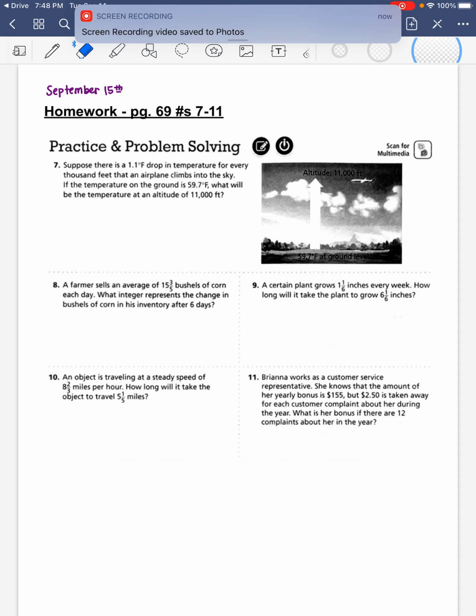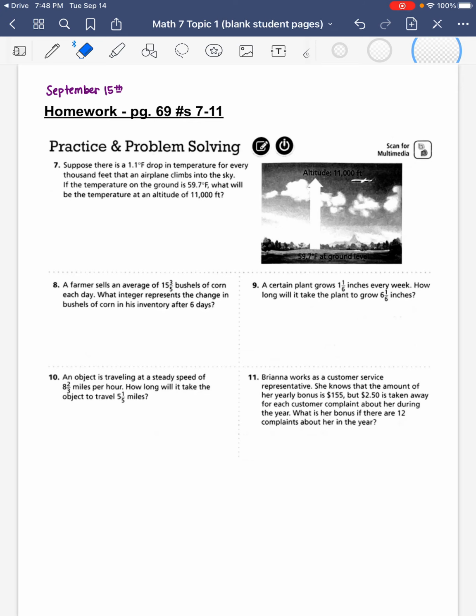Hey y'all, it's September 15th and we're first checking our homework, page 69, numbers 7 through 11.